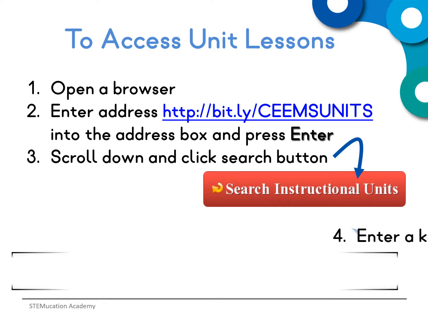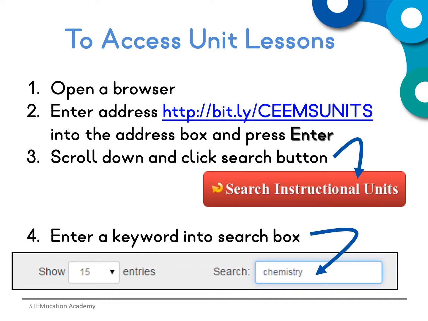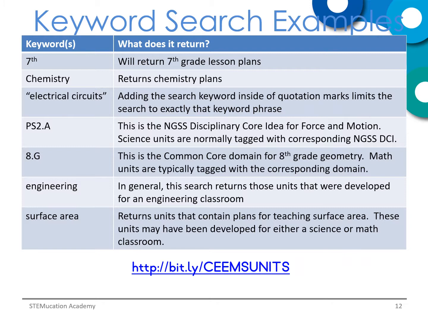page. A search box will appear where you can enter keywords like chemistry or energy. We'll show you more examples next. The examples listed here illustrate a variety of keyword searches that you might use to discover a unit to use in your classroom. As you type the keyword or keywords into the search box, it will immediately begin to list the units as you type. Once you complete the keyword entry, you can scroll down the page to view the search results.